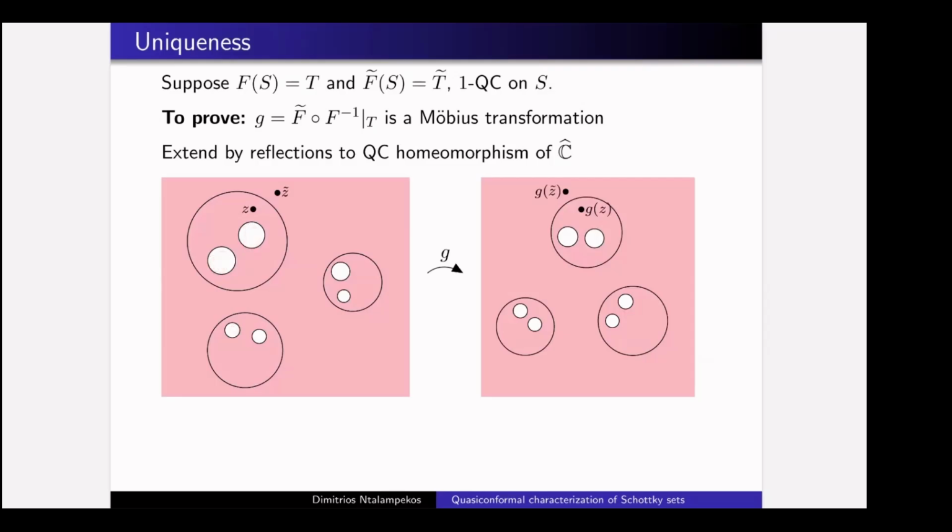So in the limit, we will get a homeomorphism of the sphere. It turns out that this homeomorphism will be quasiconformal. And the details of this argument have been proved by Mario and Sergei Merenkov and Bruce Kleiner. So they have a paper about the rigidity of Schottky sets.